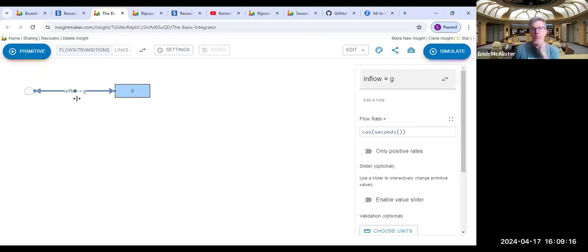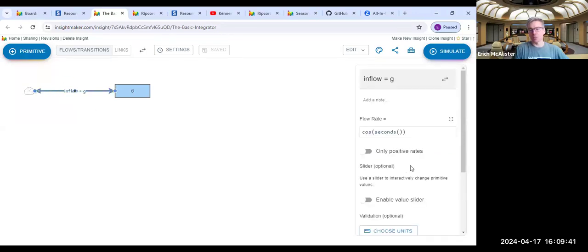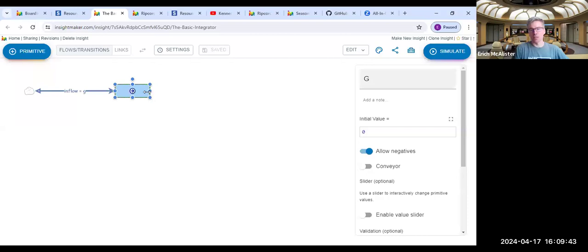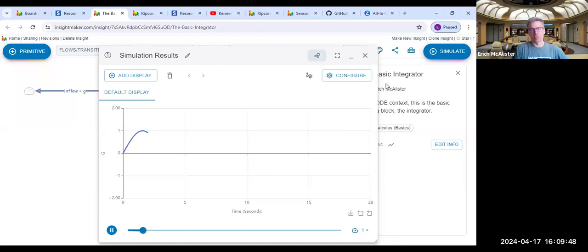My inflow, I decided it was cosine of seconds. So seconds parenthesis is basically t. If your time unit is chosen to be seconds, if the inflow is cosine, then the function that should result, the stock, should end up being sine. What did I make my initial value for my stock? I made it 0, so I should get sine. And I simulate, and lo and behold, I get sine.